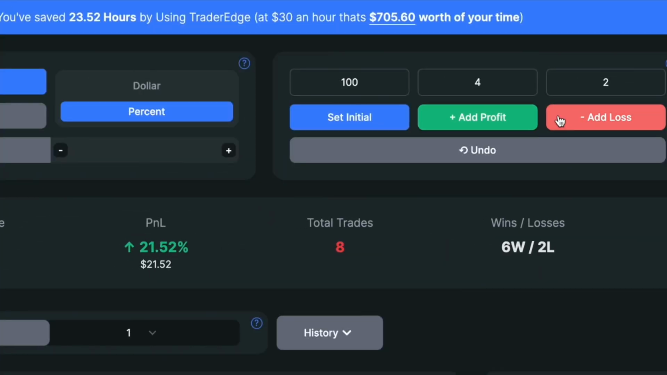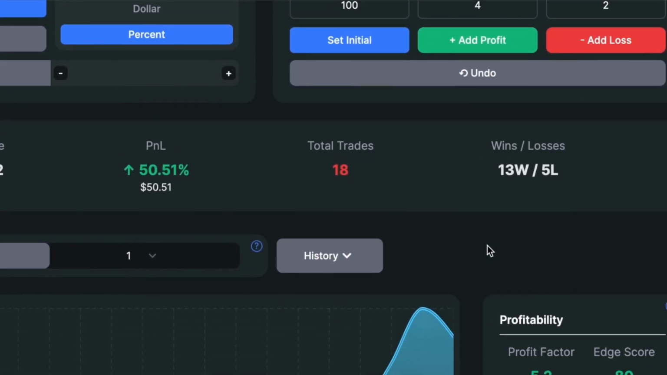I'll be backtesting this strategy 100 times on Bitcoin USDT so you can see all the metrics behind it. Let's dive into the strategy setup.